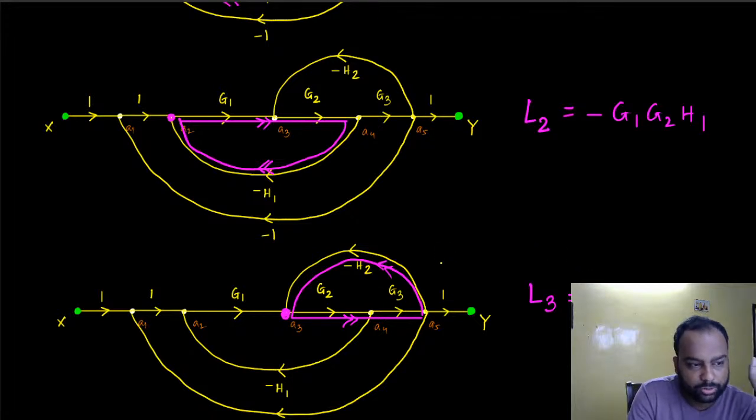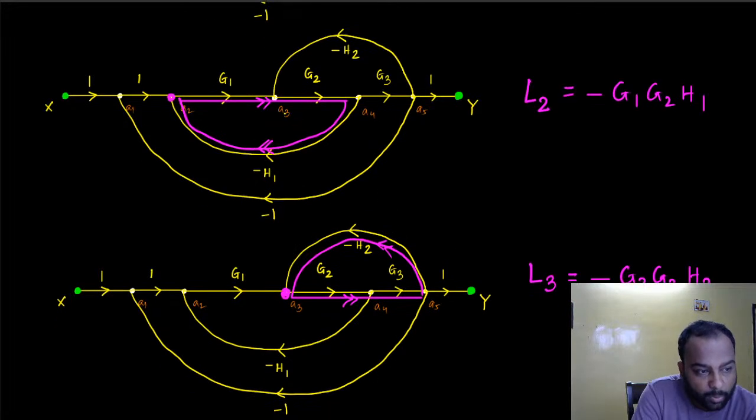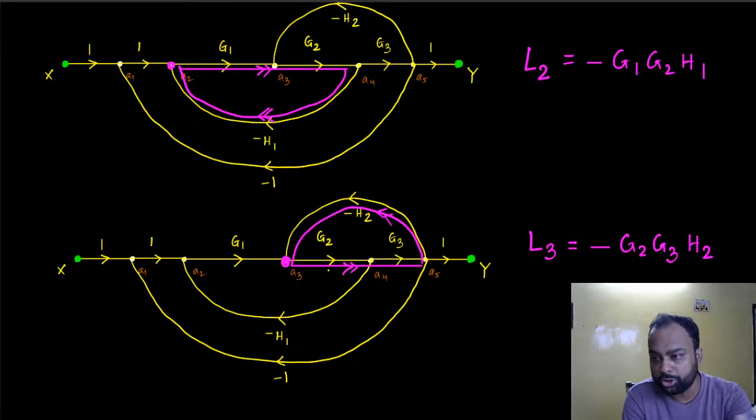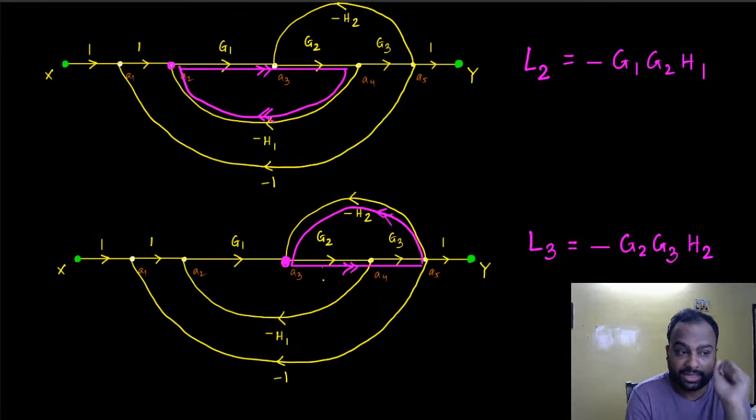L2 and L3. What about L2 and L3? Do they share a common branch? Yes, they indeed also share a common branch. And what is that common branch? That common branch is essentially this G2 transfer function. So this G2 transfer function is common between them. So L2 and L3 is also highlighted. They are also sharing a common branch, so they are also touching each other. End of story. So L2, L3, this pair cannot be taken because they are not non-touching. They are indeed touching each other because they share a common branch, which is this G2 transfer function branch.